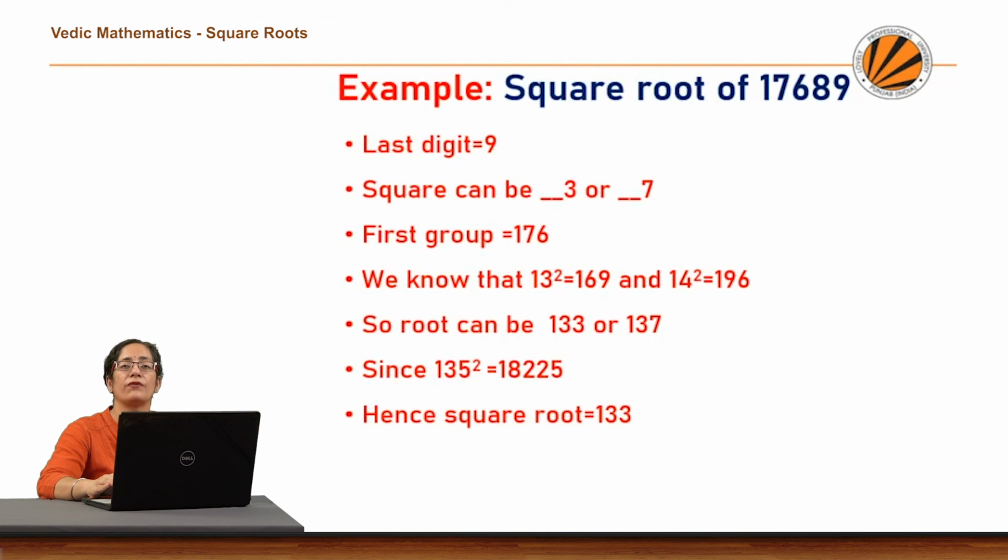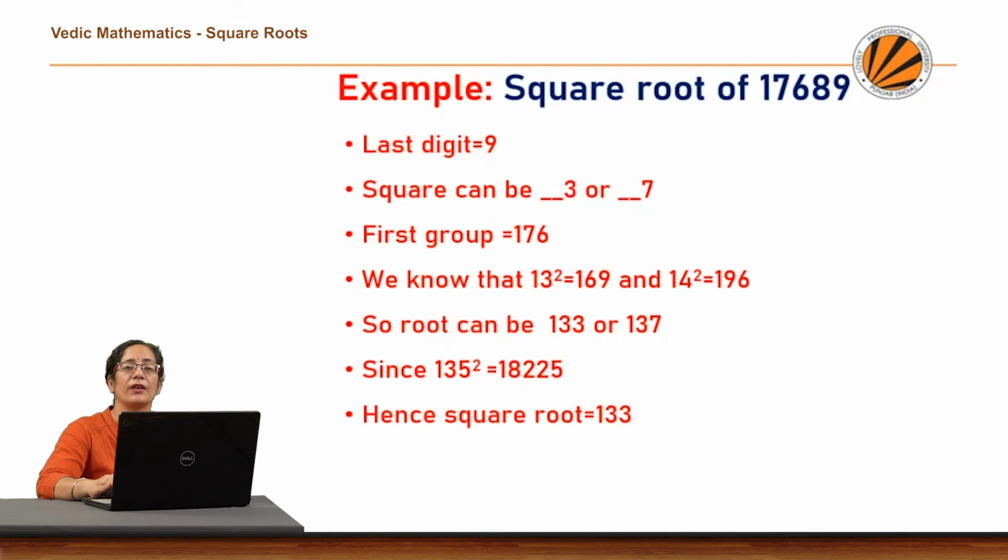Here we have taken the example of finding the square root of the number 17689. The last digit is 9, so the last digit of the square root can be either 3 or 7, since 3 square is 9 and 7 square is 49. The first group is 176, so again we have to make a guess from here. If you have remembered the squares of the first 15 numbers, you can do it easily. 13 square is 169 and 14 square is 196. Out of these two, I can choose 13, so it is either 133 or 137, because the other one is obviously a big number.